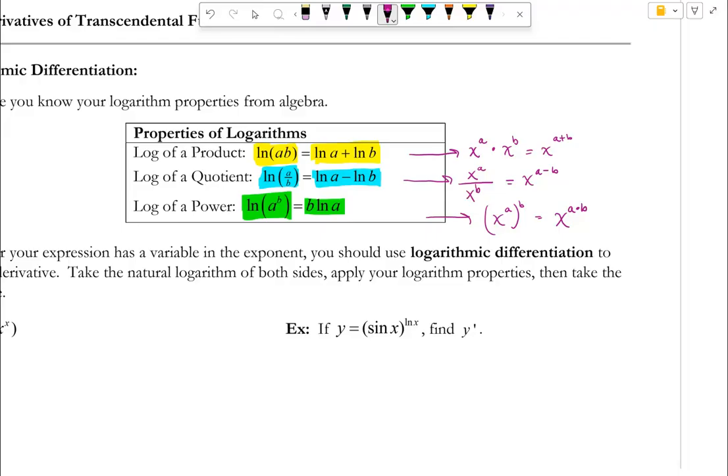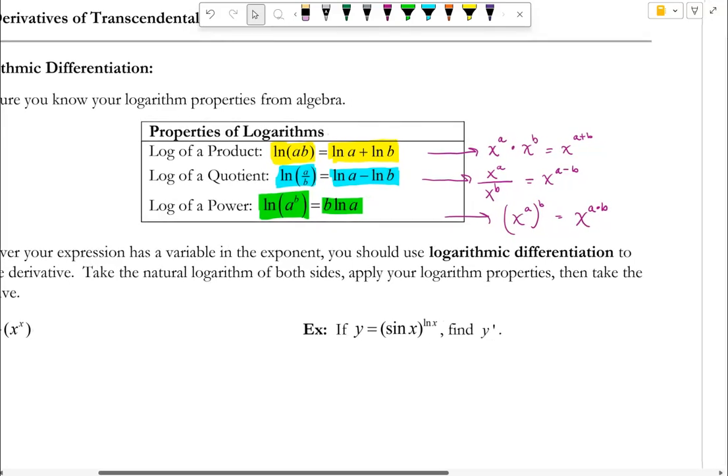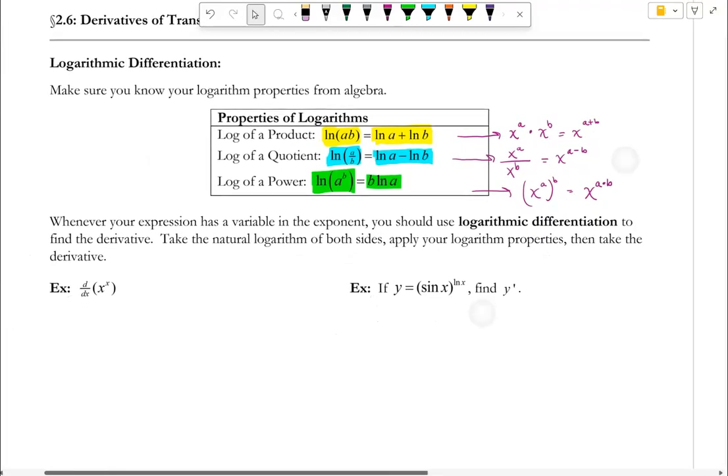So for us to go through the proof of why these three properties exist, that would make this video much longer. I'm not going to do it in this video, but if you're interested, I'd be happy to do that in a different video. All right, so we are going to learn this process called logarithmic differentiation that allows us to use these properties of logarithms to make our derivative easier or just possible.